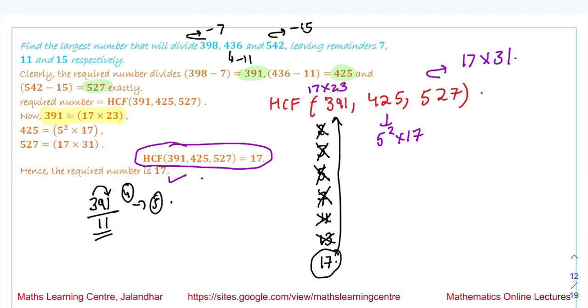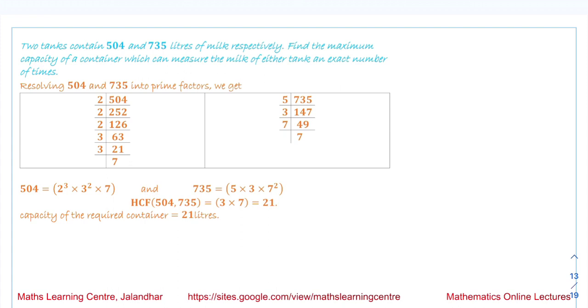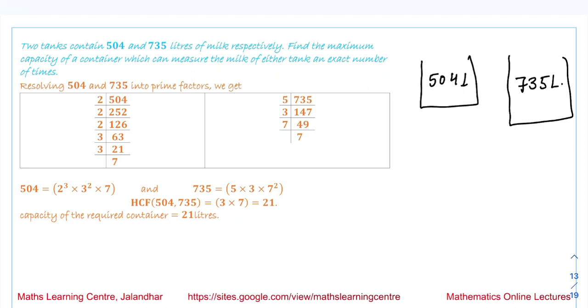Now the next is: two tanks contain 504 and 735 liters of milk respectively. We are talking about two tankers. One contains 504 liters and the second tanker contains 735 liters of milk. Find the maximum capacity of a container which can measure the milk of either tank an exact number of times.